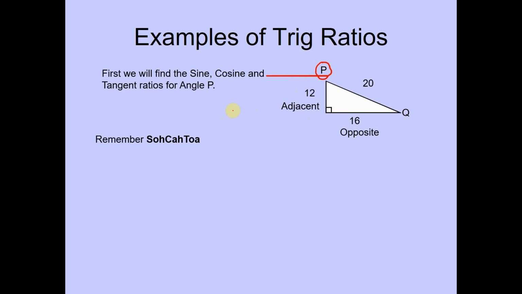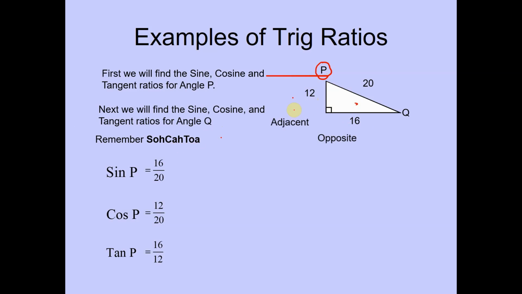Okay, let's have a look. SOH CAH TOA. So the sine of P is opposite over hypotenuse. Here we are. So opposite over hypotenuse, a fraction, 16 over 20. Cos or cosine of P is adjacent over hypotenuse. There's our adjacent and there's the hypotenuse, 12 over 20. Tan is opposite over adjacent. Tan of P is 16 over 12.